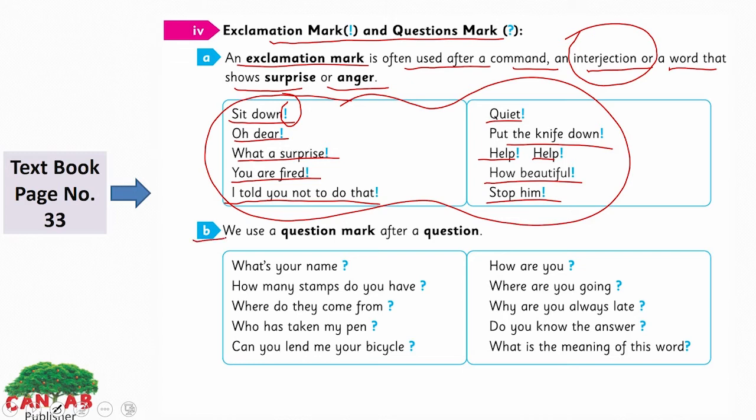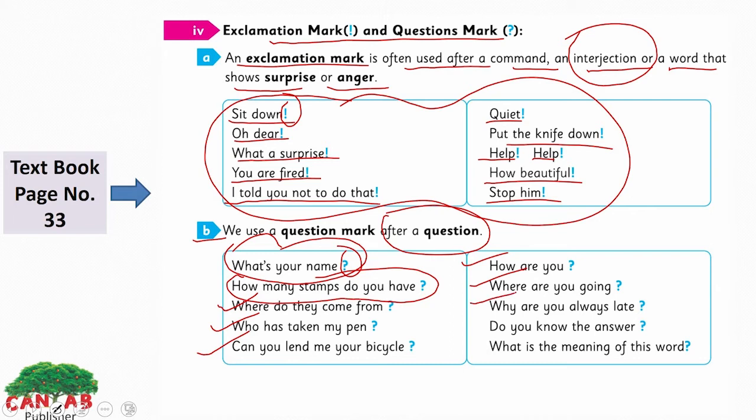In section B here, we use a question mark after a question when we interrogate someone about something. When we ask a question, what's your name? Here the person is asking about someone's name. What's your name? You can see the question mark here. He's interrogating. How many stamps do you have? Where do they come from? Who has taken my pen? Can you lend me your bicycle? How are you? Where are you going? Why are you always late? Do you know the answer? What is the meaning of this word? You can see the question mark here at the end of these.